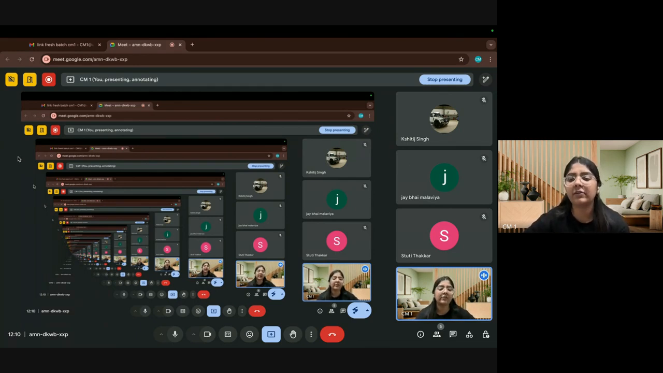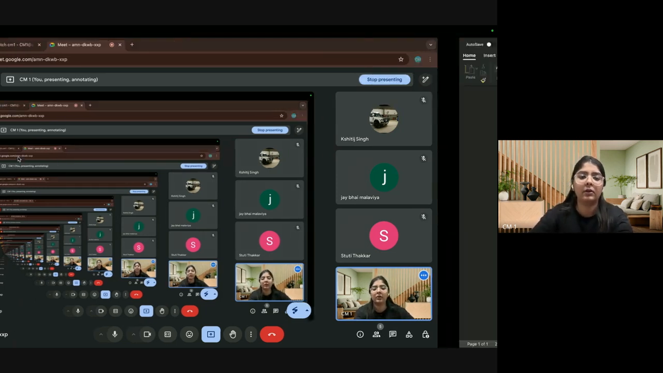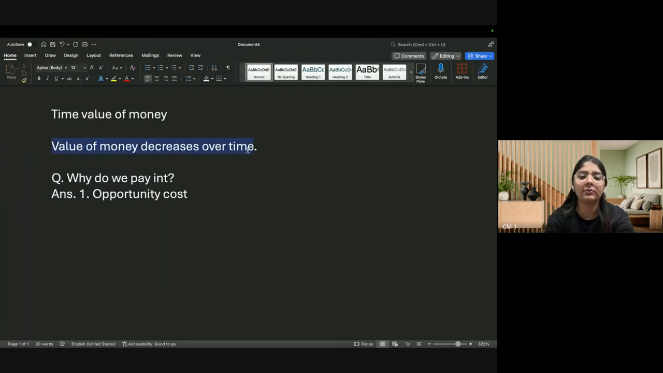Any other reason why we will pay interest if we are taking a loan? Another reason can be this.